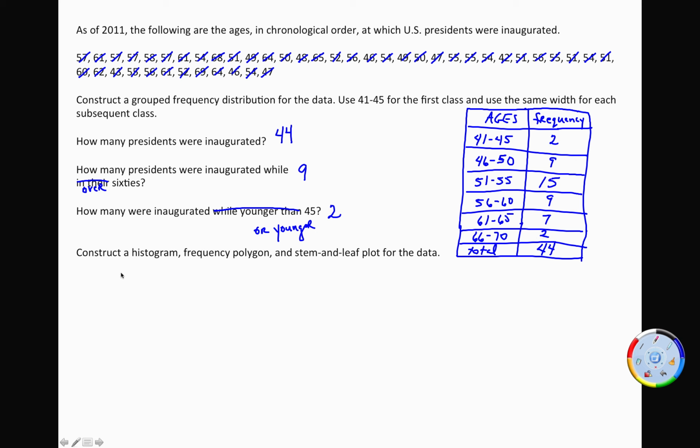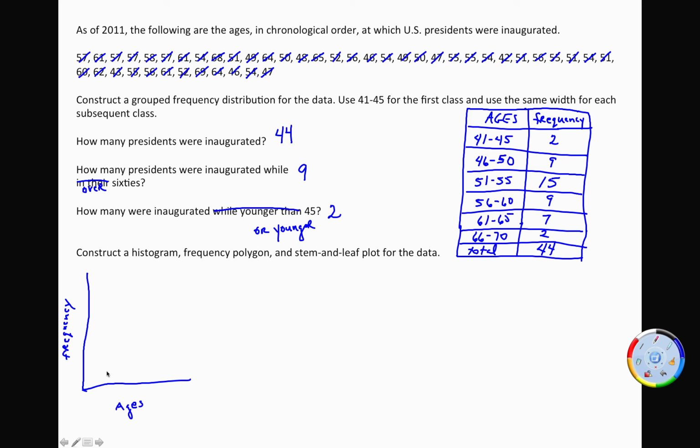Now it's asking me to construct a histogram, a frequency polygon, and a stem and leaf. So to construct a histogram, and remember, always label. So we're going to put our frequency here. If I can write sideways on this. It's really crazy. Okay.